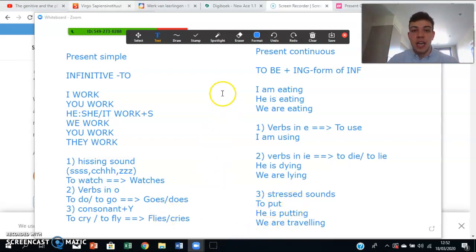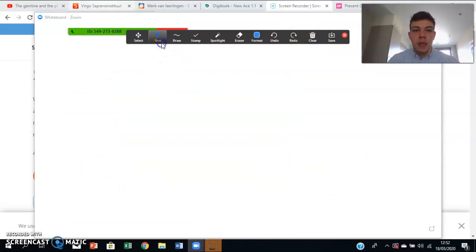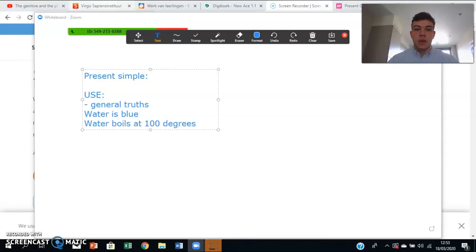Now we're gonna have a look at the use. Okay, so I'm just quickly gonna clear all the drawings. Talk about the use. How do we use the present simple? There's a couple of uses. We use it to talk about general truths, things that are generally true. For example, water is blue, right? Water is blue, that's a general truth. Water boils at 100 degrees. Okay, both of these are in the present simple, and why? Because they're general truths.